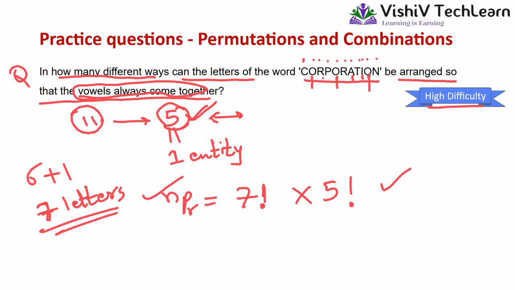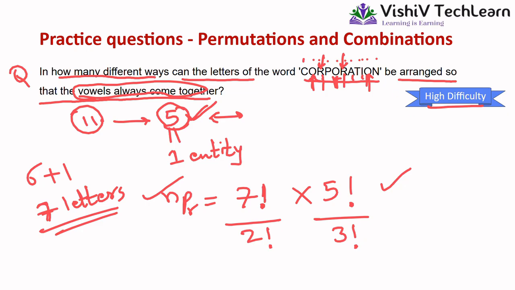Similarly, we have R, and R is repeating 2 times. It is repeating. So to compensate this, we have to divide this 7 factorial by 2 factorial because R is coming 2 times. And since O is also coming 3 times, here we can see 3 times, we need to divide this again by 3 factorial.